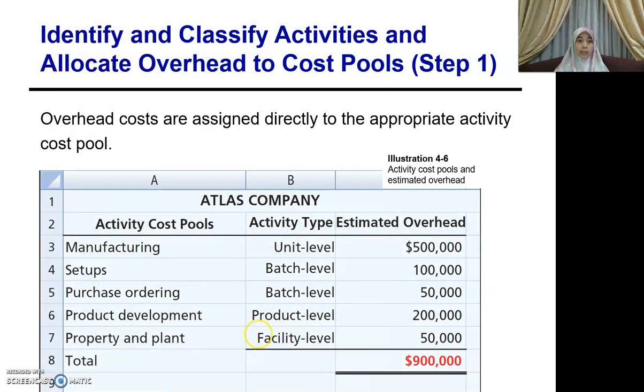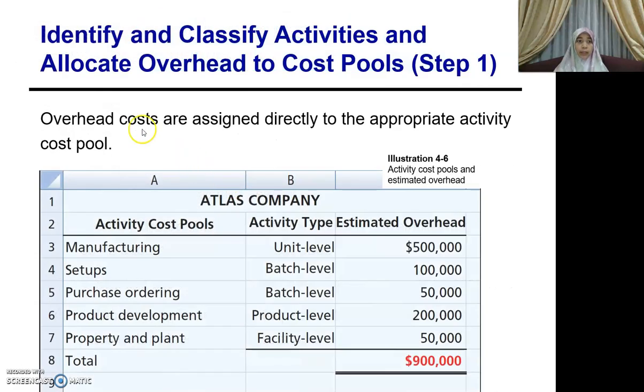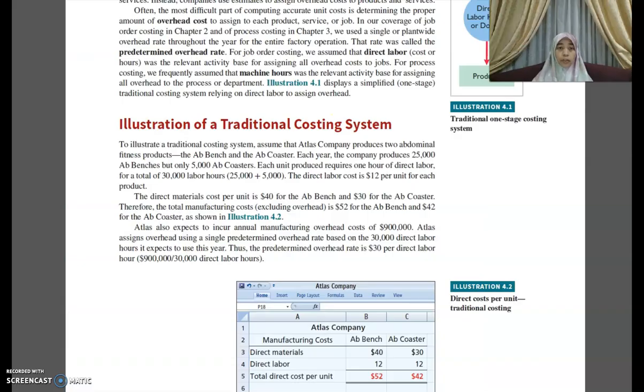We take the example of Atlas Company. You can refer to your textbook. The first step is to identify and classify activities and allocate overhead to the cost pools. This is the first step that we need to do. Overhead costs are assigned directly to the appropriate activity cost pool. If you refer to your textbook, we are actually using the same question throughout.